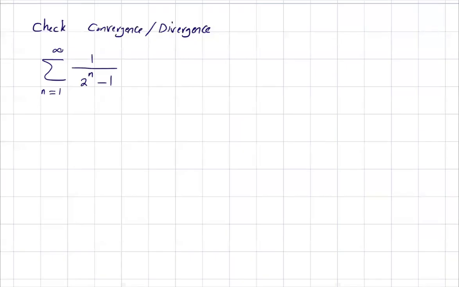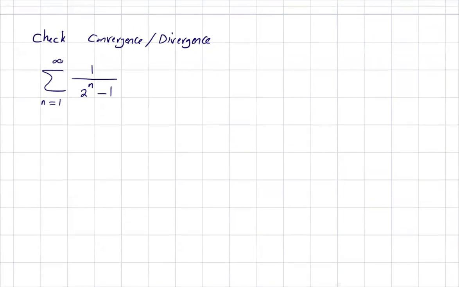Our goal is to check convergence or divergence of the following series: the summation of 1 divided by 2 to the n minus 1. For this one, you can apply the comparison test, or you can use the limit comparison test method.